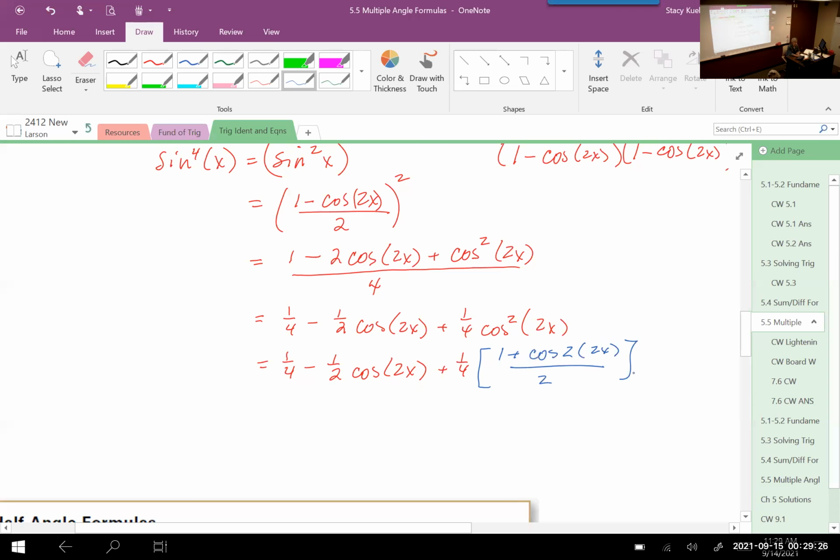The identity says I have 1 plus cosine 2 times the angle. And that angle is the same angle that we had previously. So that's why I surrounded it by parentheses so you could keep up with what I'm doing. Does everybody see that? The angle we're dealing with is 2x. All right, now we simplify from here.